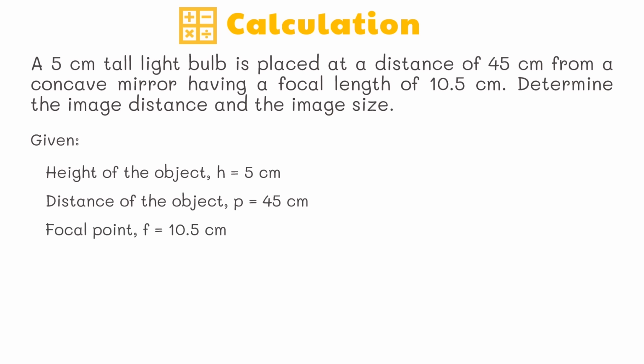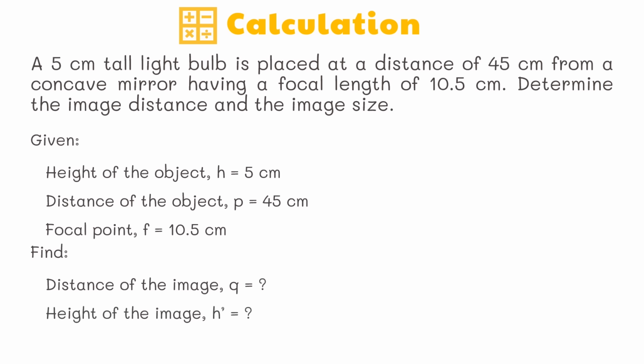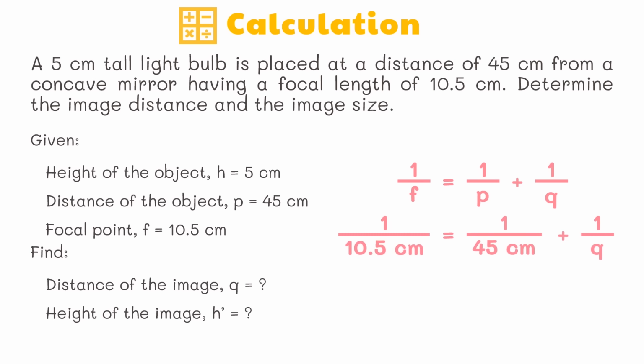We are going to find the distance of the image, or q, and the height of the image, or h'. The formula is 1 over the focal point equals 1 over the distance of the object plus 1 over the distance of the image. Now let's replace the given values. We have 1 over 10.5 cm equals 1 over 45 cm plus 1 over the distance of the image.